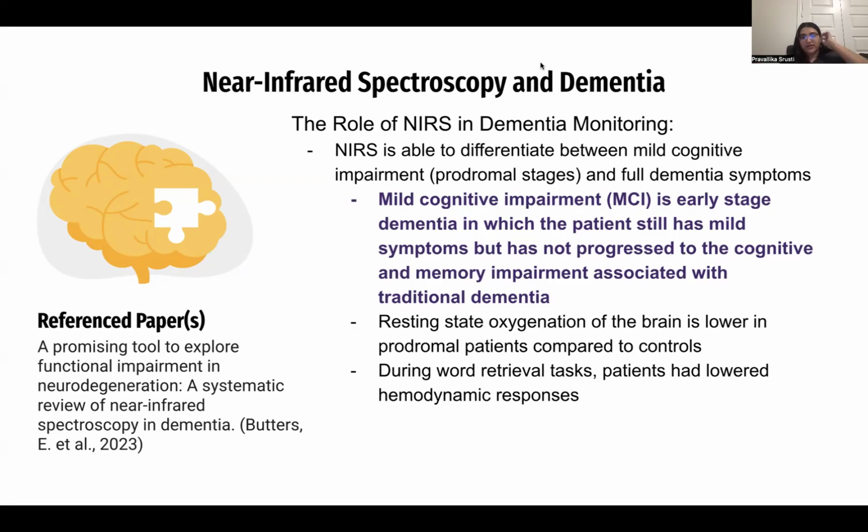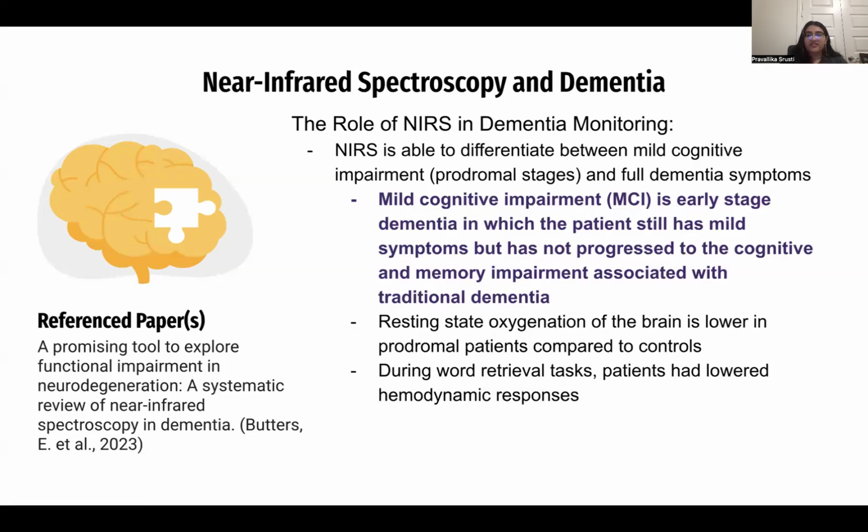So before we get too into it, I do want to explain what mild cognitive impairment is and why that is different from dementia as a term in general, right? So mild cognitive impairment is going to be the early stages of dementia. So you know how we talked about the protein biomarkers, right? And the structural changes in the brain.